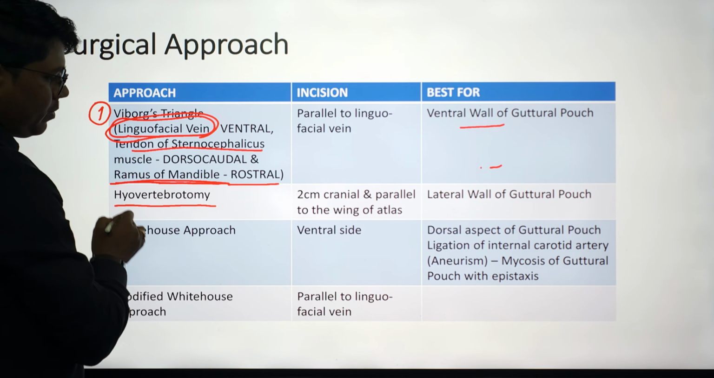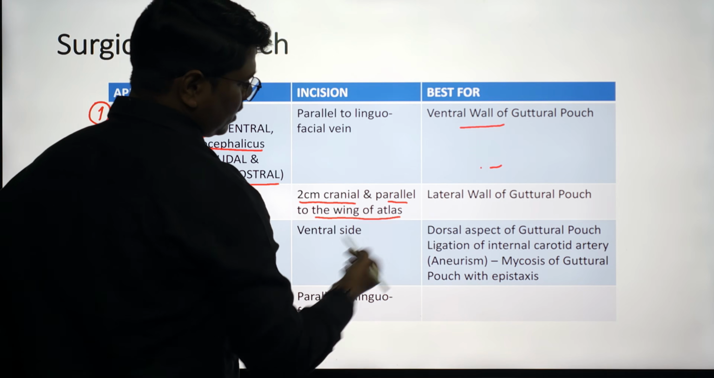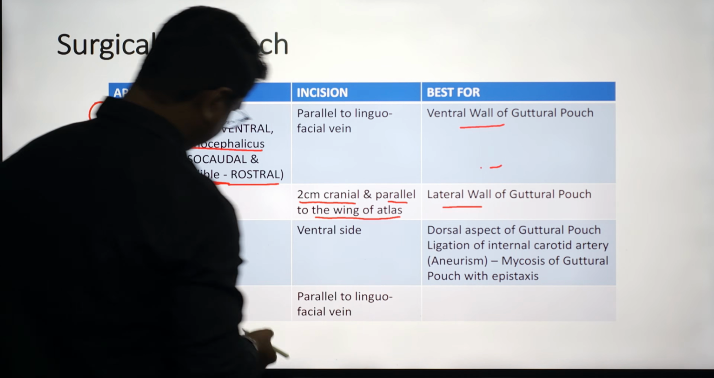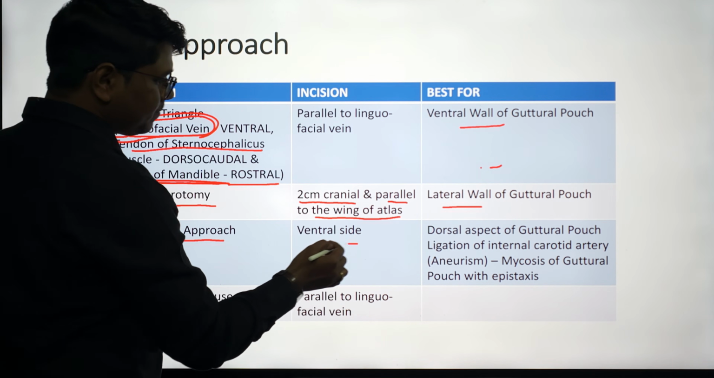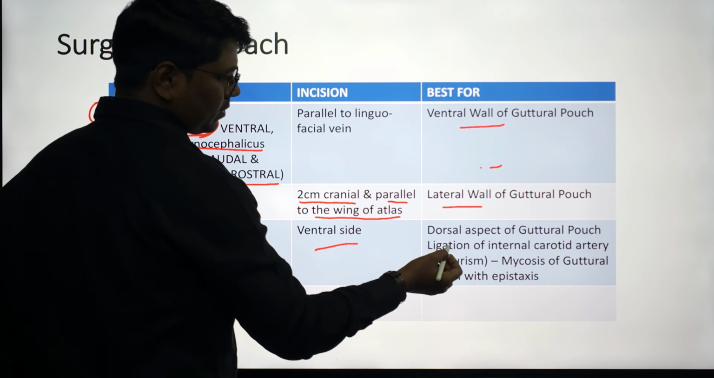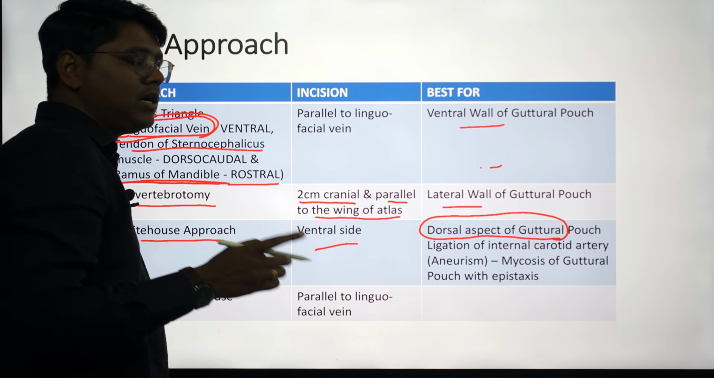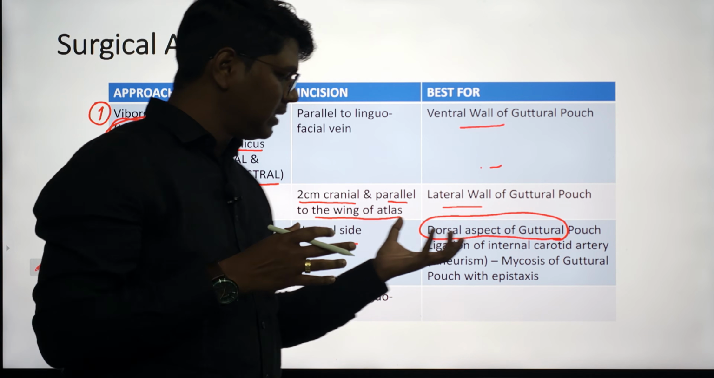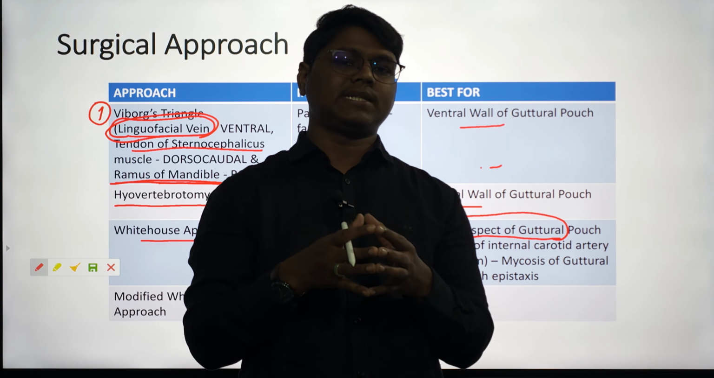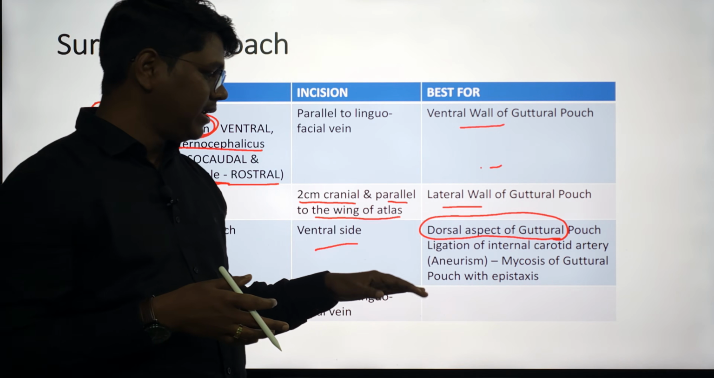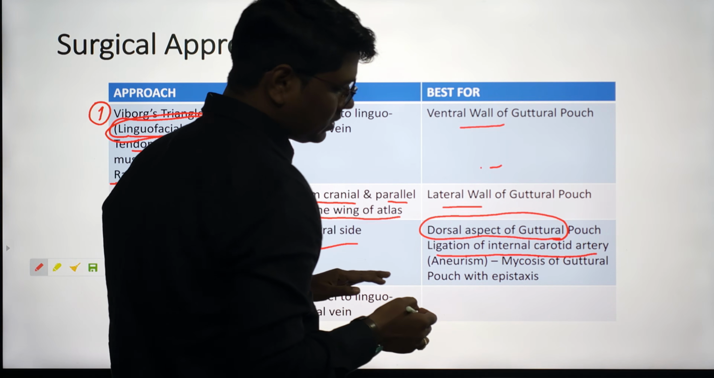Another is hyovertebrotomy. The incision is given 2 cm cranial and parallel to the wing of the atlas for approach to the lateral wall. There is the Whitehouse approach. The incision is given on the ventral side to get access to the dorsal aspect of the guttural pouch. It is very important when there is mycosis. I told you mycosis most commonly happens in the roof of the medial chamber of the guttural pouch, where the internal carotid artery is present. So it causes aneurysm. For ligation of the internal carotid artery, this approach is one of the best.